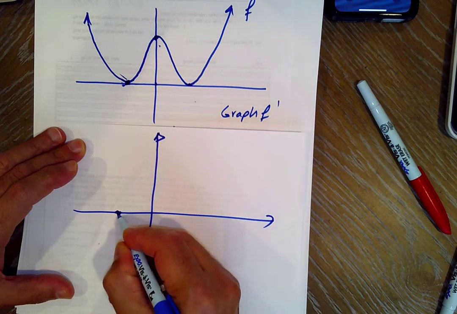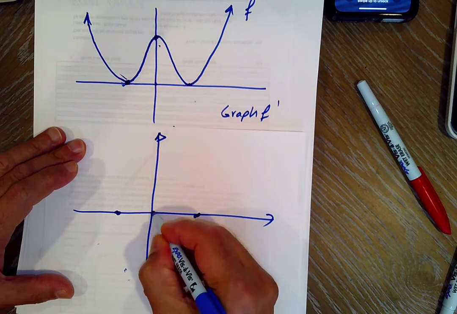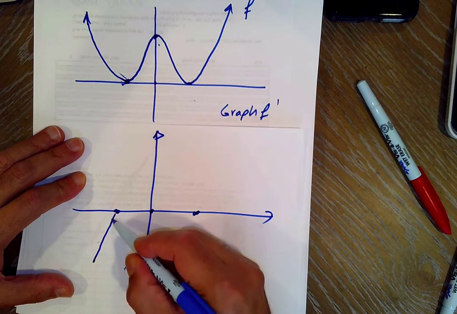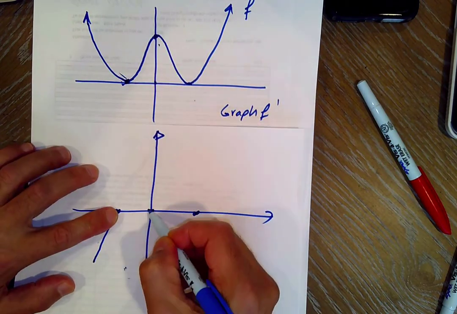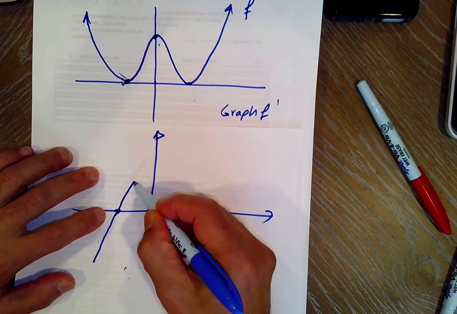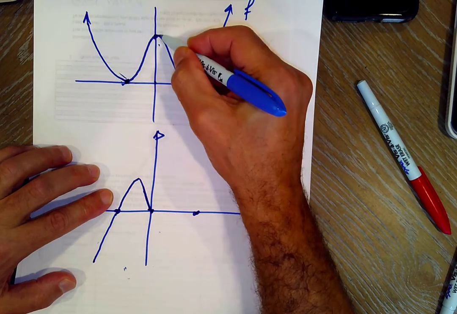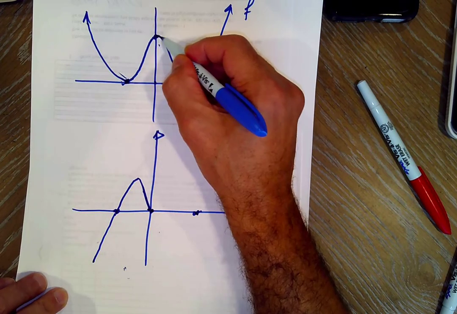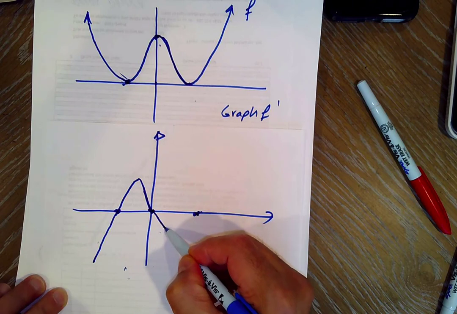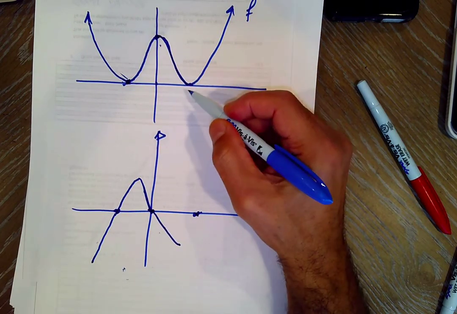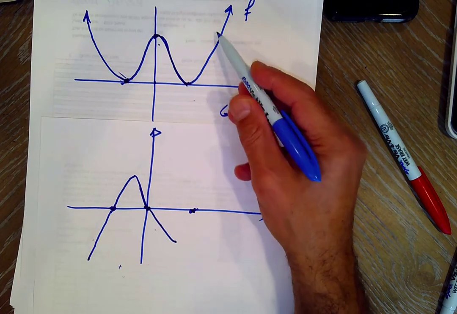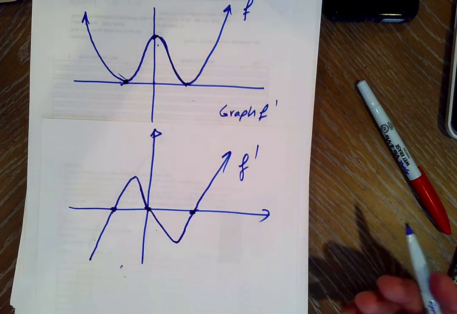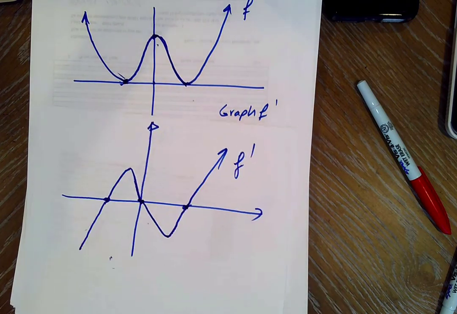So you do the zeros. The function is decreasing, its derivative is negative, up to this point. The function is increasing between these two points, so the derivative is positive. So it's going to peak somewhere. And then it's going to be negative between these two points. Why is it negative? Because the function is decreasing on this interval. And then it's going to go back, since the function is increasing, to positive after that point, and that's what's going to happen. Roughly speaking, of course, we don't know how far down or up these points will go.